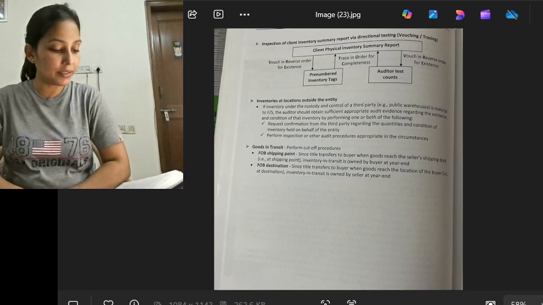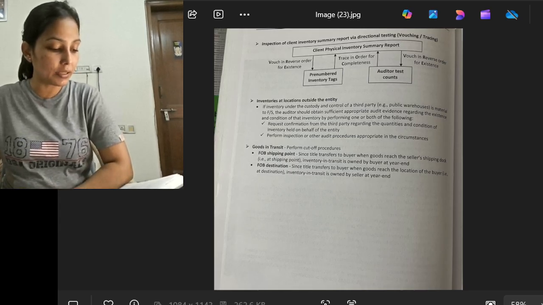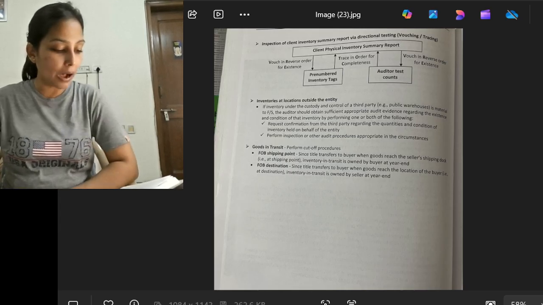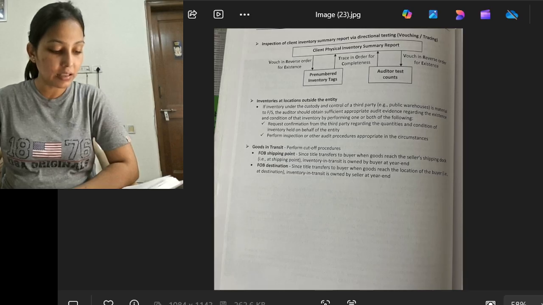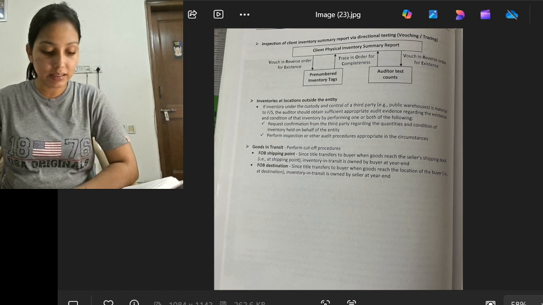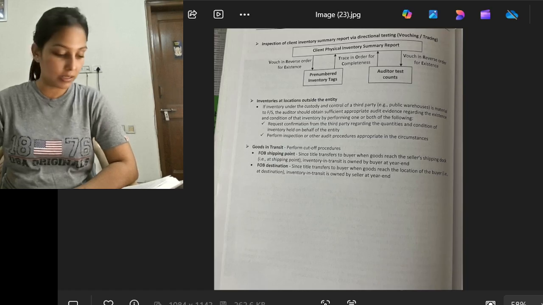Inspection of the client inventory. So the client physical inventory summary report is there. It is vouched in the reverse order for existence. Pre-numbered tags are checked and traced in order for completeness, then the auditor test counts, and then vouches in the reverse order for existence.